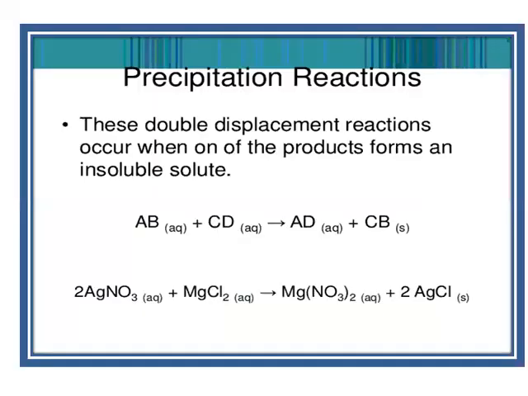The double displacement reactions occur which result in the formation of an insoluble solute and along with that another product, which is a precipitation reaction. For example, silver nitrate in solution, when it reacts with magnesium chloride in an aqueous state, turns into a solution of magnesium nitrate along with a precipitate, silver chloride.